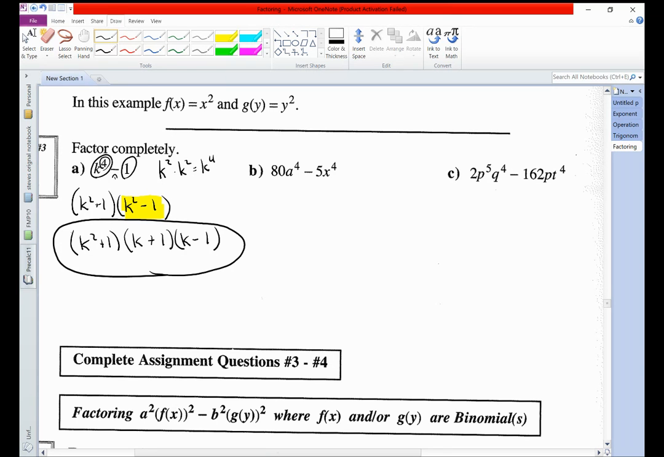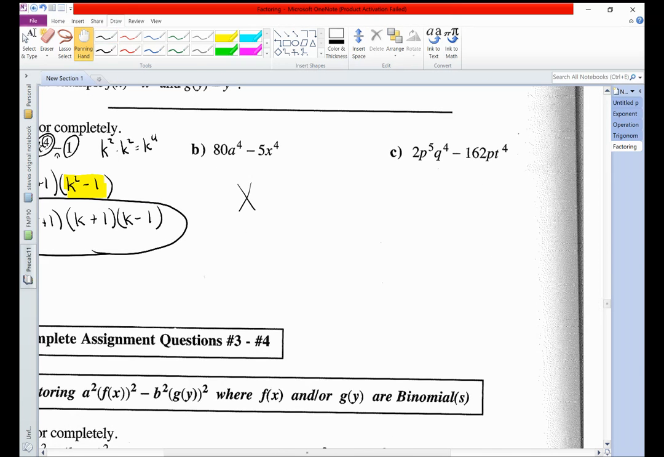Let's do one and we'll leave the other. Let's do the C. We'll skip B. We'll do that one in class maybe. So in this one, 2 is not a perfect square and neither is 162. And we have p to the power of 5 and p to the power of 1. So we're probably going to want to try to factor that out if we can.